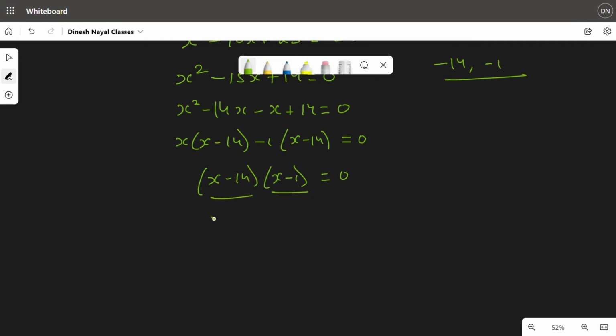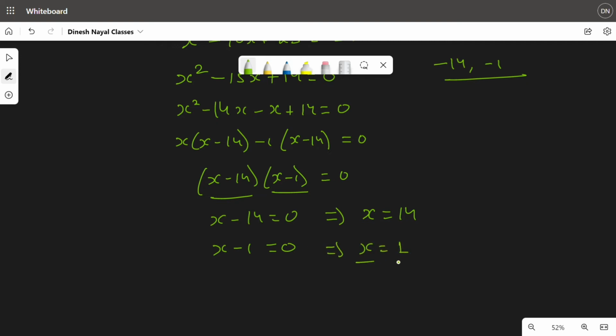x minus 14 equals 0, that implies x equals 14. So that will be our answer, 14 years. The present age is 14 years. And x minus 1 equals 0, that implies x equals 1.